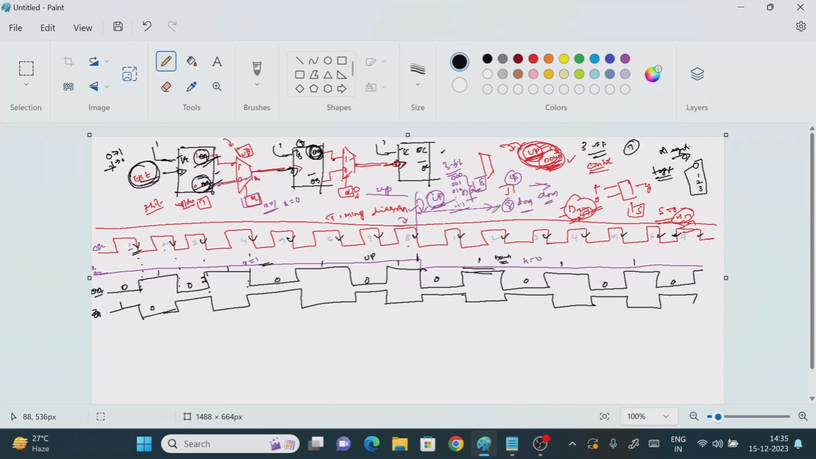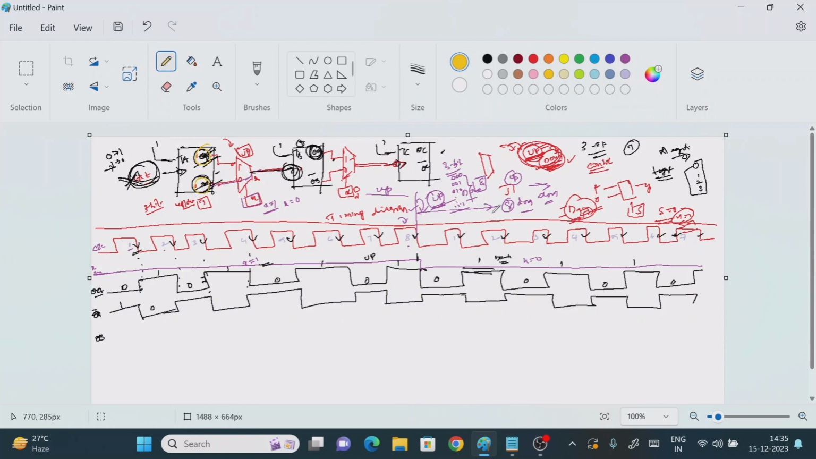We need to find out the output of QB, right? So first see what the clock pulse for QB is. The clock pulse for QB is nothing but not this one, guys. For up count it is the QA, and for down count it is the QA bar.